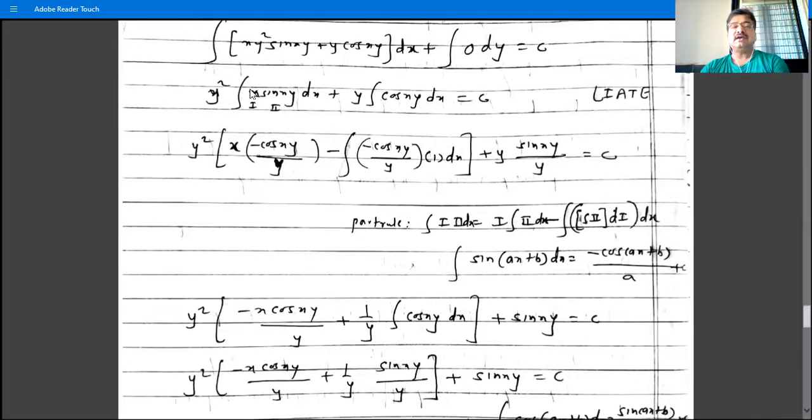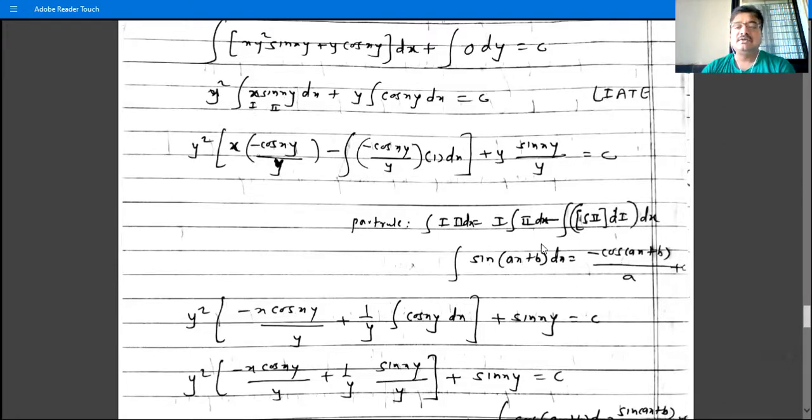And so this x is an algebraic function, and sin(xy) is a trigonometric function. And what is the sequence of the functions? It's LIATE: logarithmic, inverse, algebraic, trigonometric, exponential. So x is the first function, and sin(xy) is the second function.